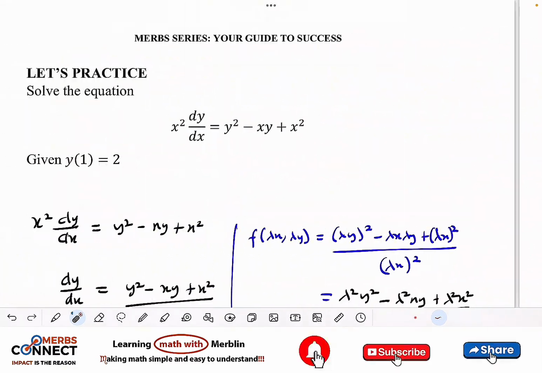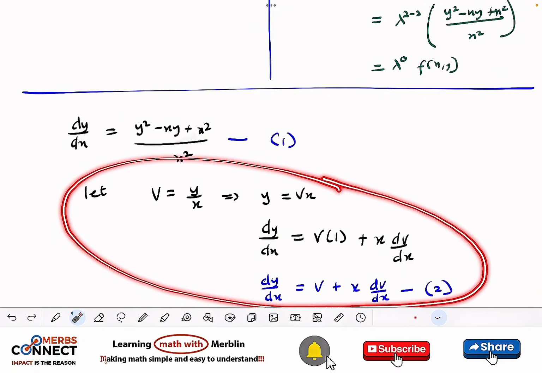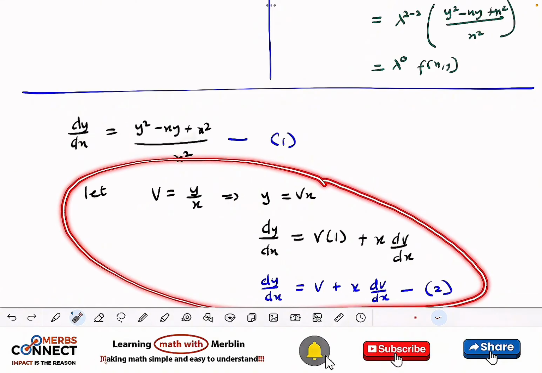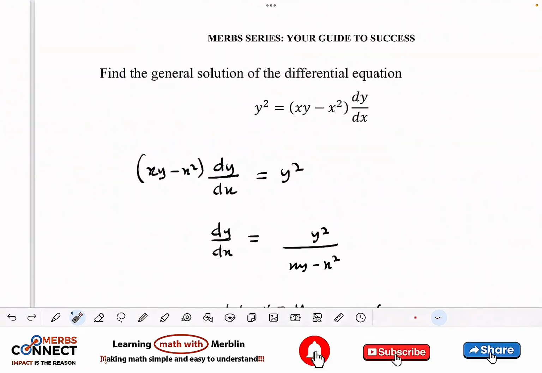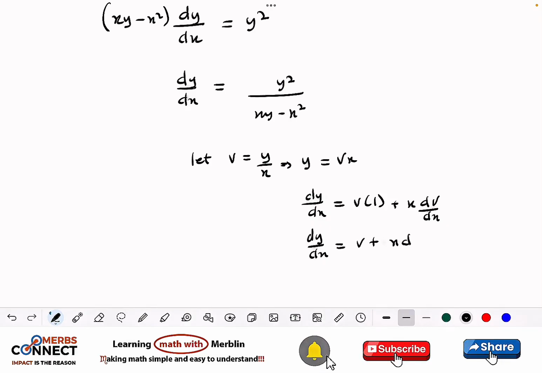Like for example, this step right here is always constant, the same thing you are going to get anytime you are dealing with homogeneous. This step that I've circled here is the same thing. I'm letting Vn be equal to this, then y will be this, then I differentiate it again. So dy over dx will be equal to Vn, I differentiate x, plus I maintain x, I differentiate Vn. And this is dy over dx, which is equal to Vn plus x dVn over dx.